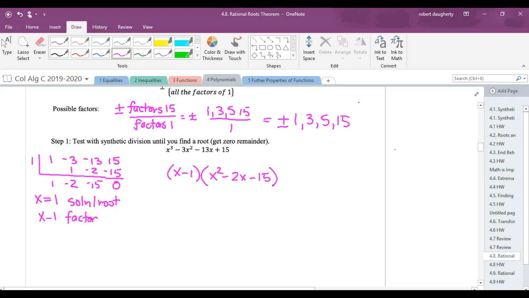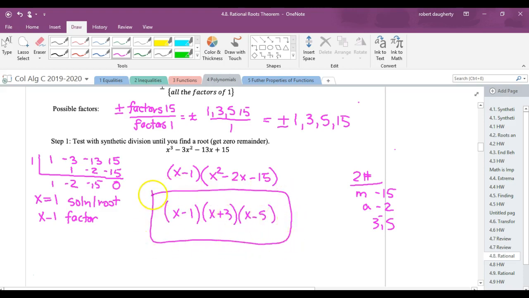What do I do with this quadratic? Yeah, so now I need to find two numbers that do what? Yeah, multiply to negative 15 and add to negative 2. So what numbers do that? It looks like it's going to be, what, a 3 and a negative 5? So what do I do with these numbers? Yeah, x plus 3, x minus 5. So that is the complete factorization, okay, of that polynomial.